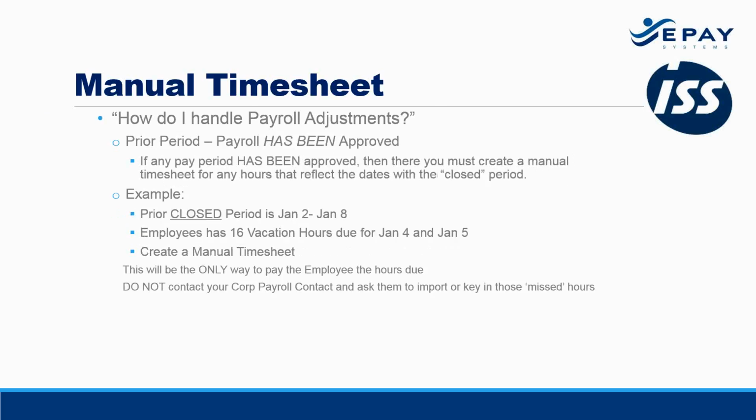Now, if that payroll has already been approved, well then there's no other way to take care of that other than doing a manual timesheet. If the period has already been closed, for example, the period is January 2nd through 8th and it's been closed, and you have those same 16 hours due on the 4th and 5th, then you have to go and create that manual timesheet. Now, keep in mind, this is the only way the employee gets the hours due to them. That means do not contact your corporate payroll contact and beg and plead them to go ahead and enter that for them through JD Edwards.